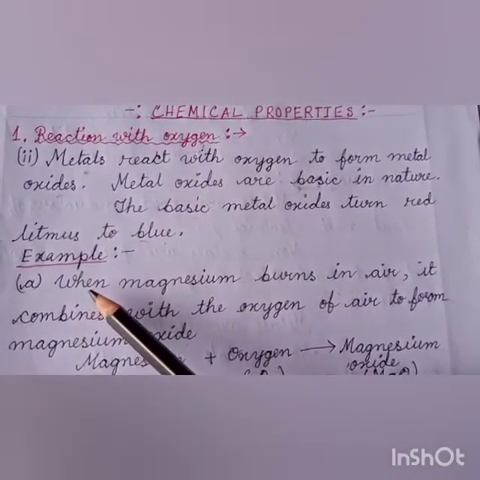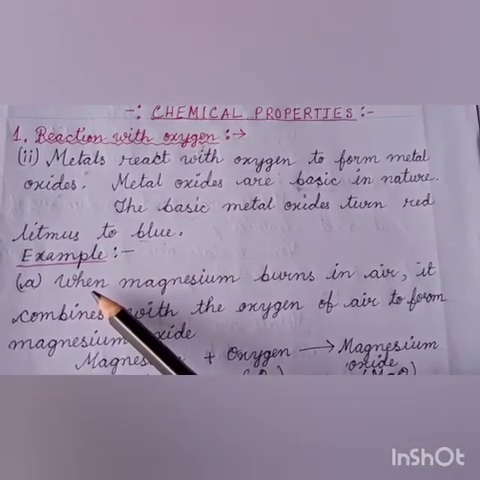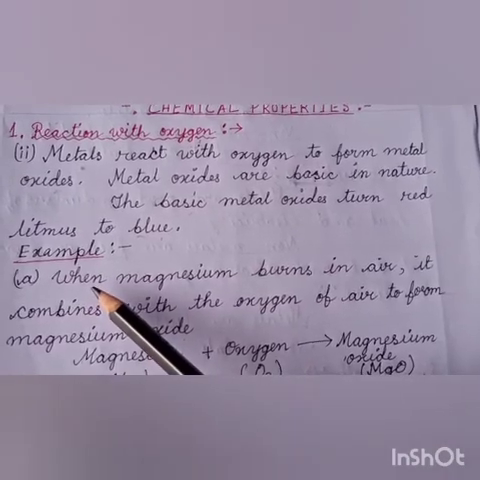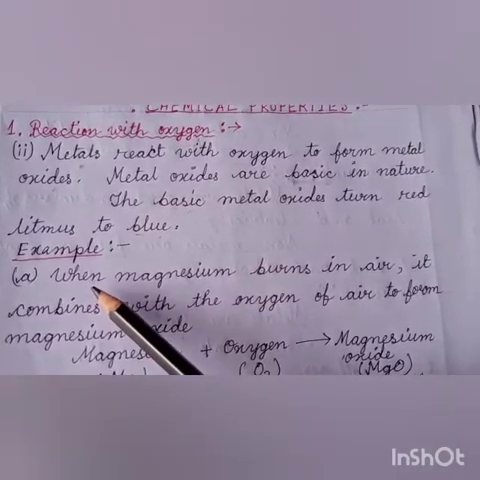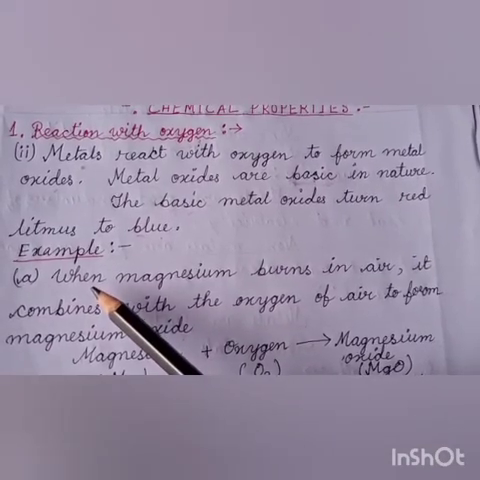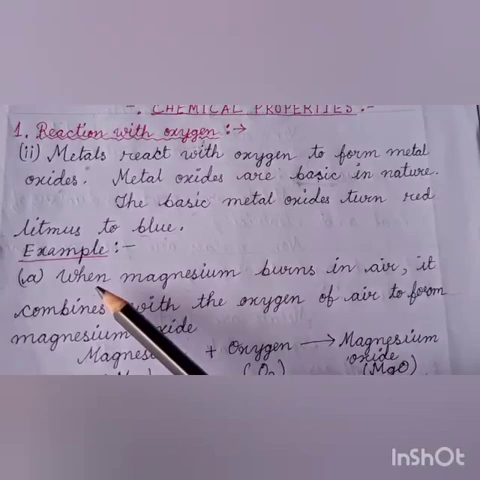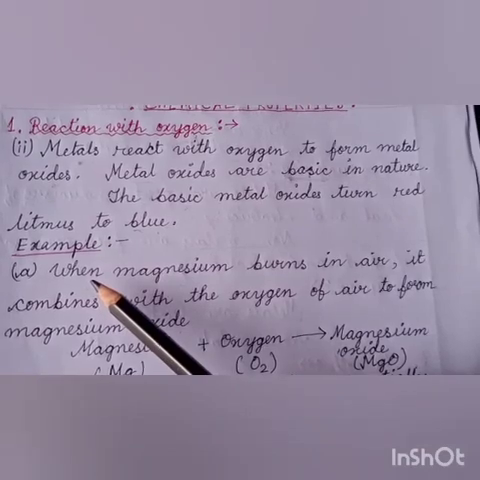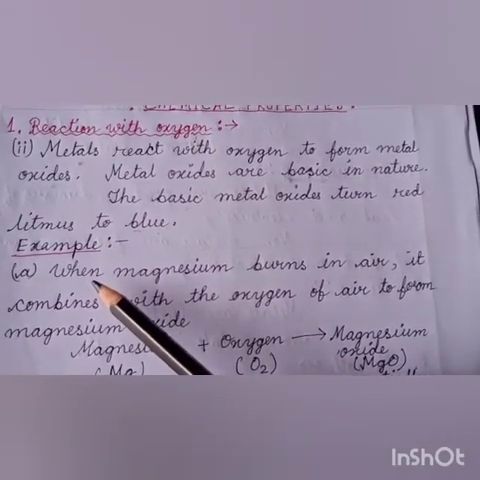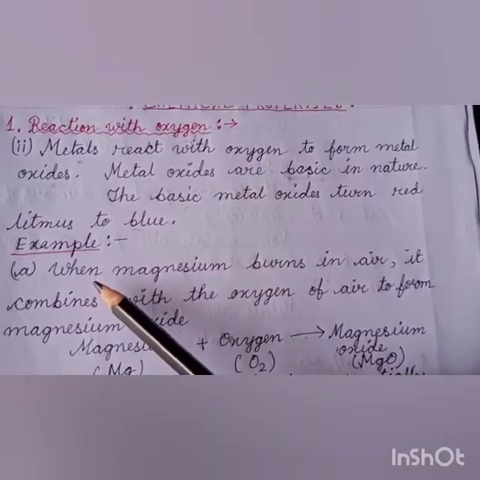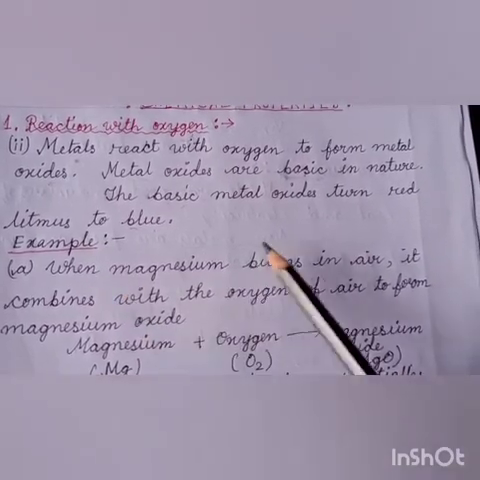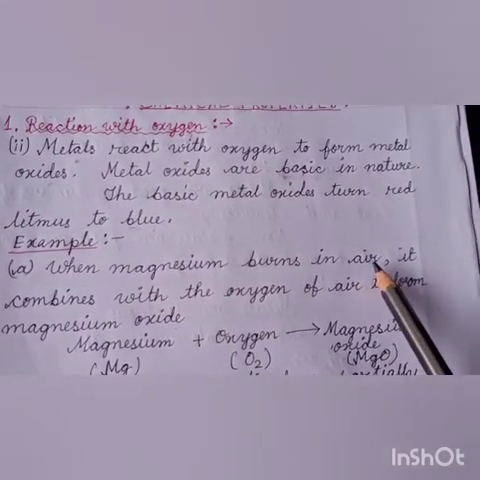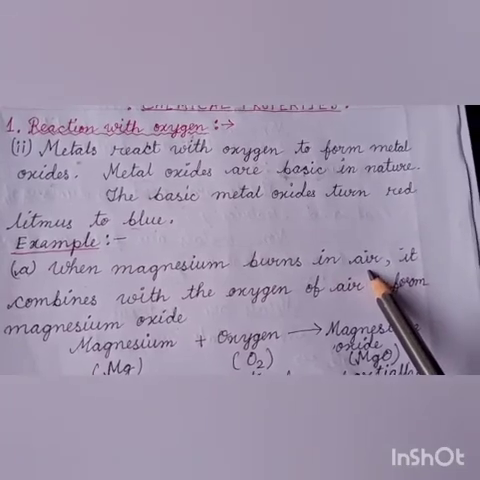So first example is burning of magnesium ribbon. Magnesium is a metal and it comes in the form of ribbon, white ribbon. Ribbon we use in our birthday parties, and girls also use this ribbon for tying their hairs. Like that, magnesium also comes in the form of ribbon. So when this magnesium ribbon is burned in air, that means in presence of air, if anything has to be burnt, then there should be the presence of air.